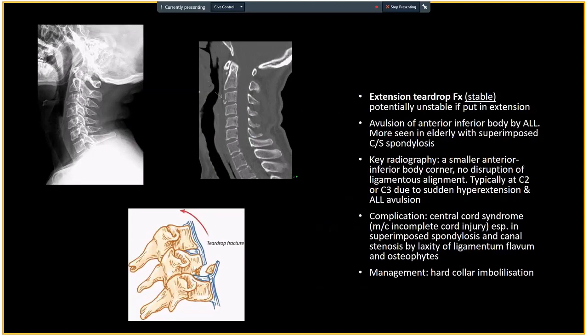So just to follow that, you can see extension teardrop fracture. The mechanism is usually avulsion by the anterior longitudinal ligament, and in this case, compared to flexion teardrop, the fragment is a lot smaller, and there's no significant disruption of posterior elements. So usually it's considered a stable injury since it affects only a single column. However, sometimes it's described as being unstable if you put that spine in extension. But overall, it's a stable injury.